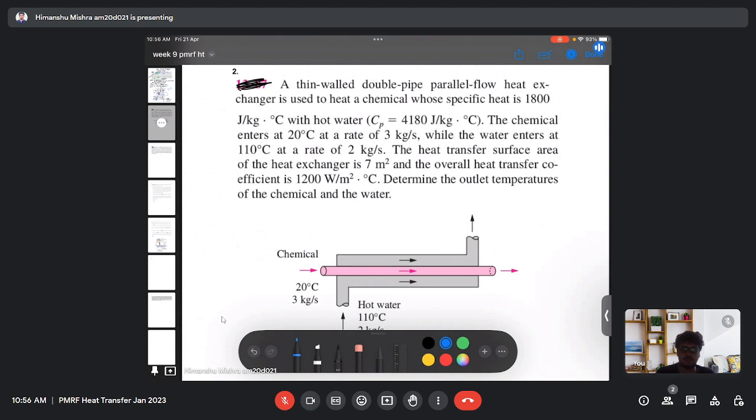A thin-walled double pipe parallel flow heat exchanger is used to heat a chemical whose specific heat is 1800 joule per kg degree Celsius with hot water. We have given the heat capacity of the hot water. The chemical enters at 20 degrees Celsius at a rate of 3 kg per second, while the water enters at 110 degrees Celsius at a rate of 2 kg per second.